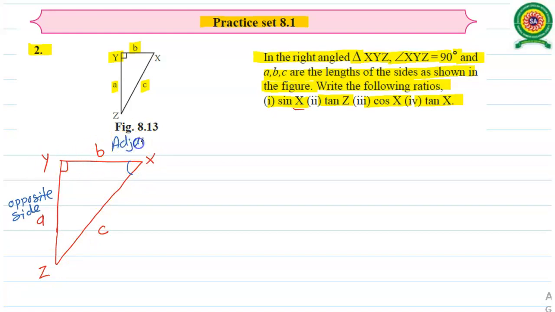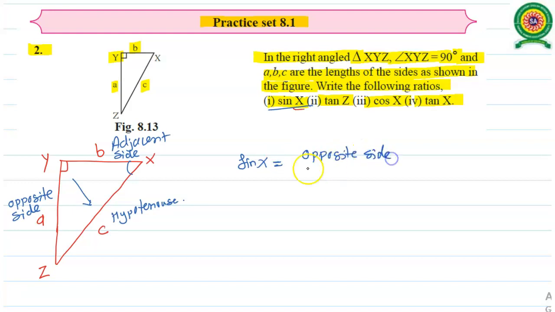So I am writing the adjacent side, we have side XY, and the hypotenuse, which is opposite to the 90-degree angle, we have XZ. So I am writing hypotenuse here. Now to evaluate the value of sin x, we have the basic formula for evaluating the sine of an angle, that is opposite side upon hypotenuse.